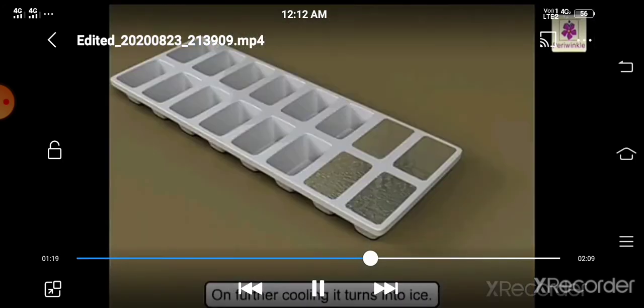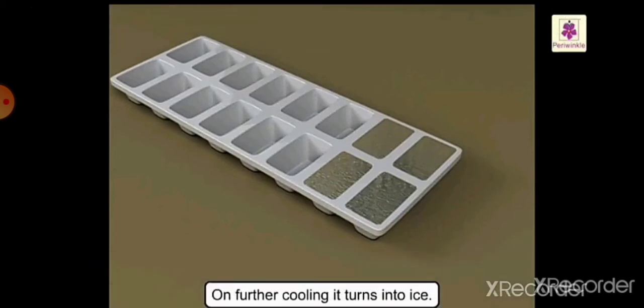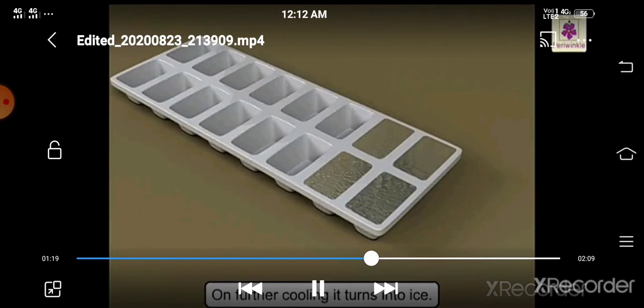So water vapor, on further cooling, turns into ice. Now, when you pour the water into the ice cube container and freeze it, it turns again into the solid shape.